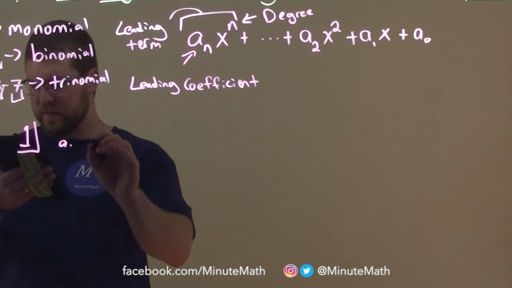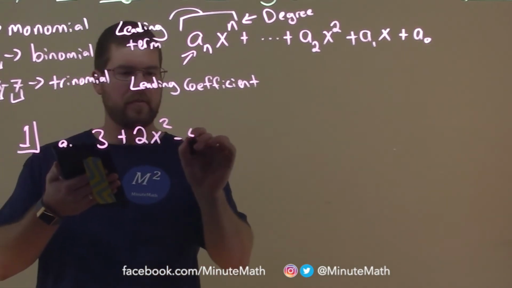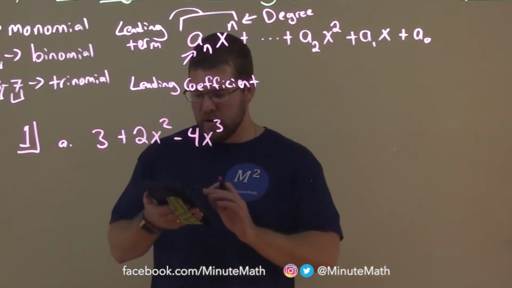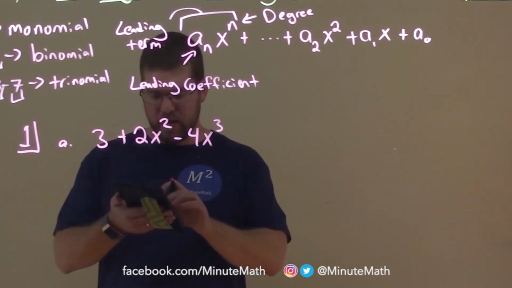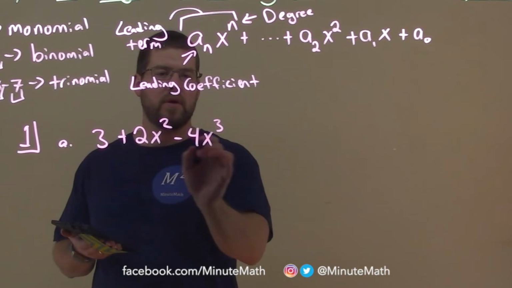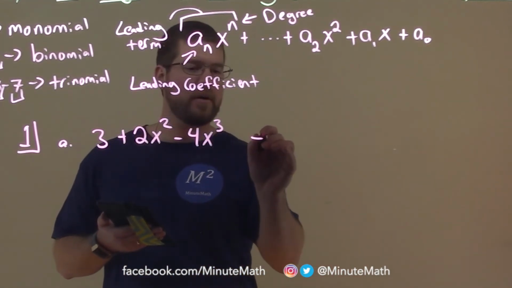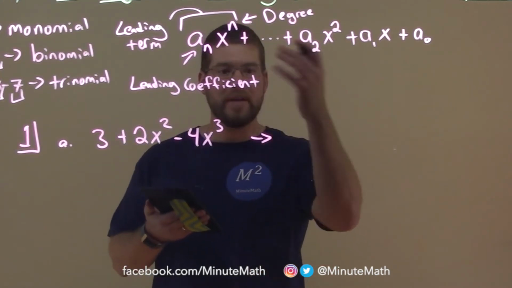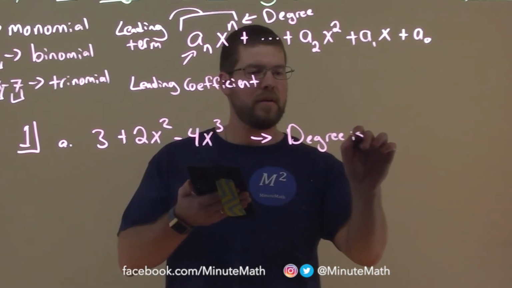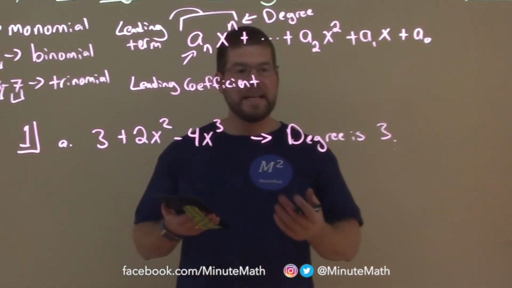Say I'm given this: 3 plus 2x squared minus 4x to the third power. So what's our highest power here? X to what power? Well, we have nothing here but x squared and then x to the third. So since x to the third is our highest power, we'll say this has a degree of 3. Degree is 3, okay?